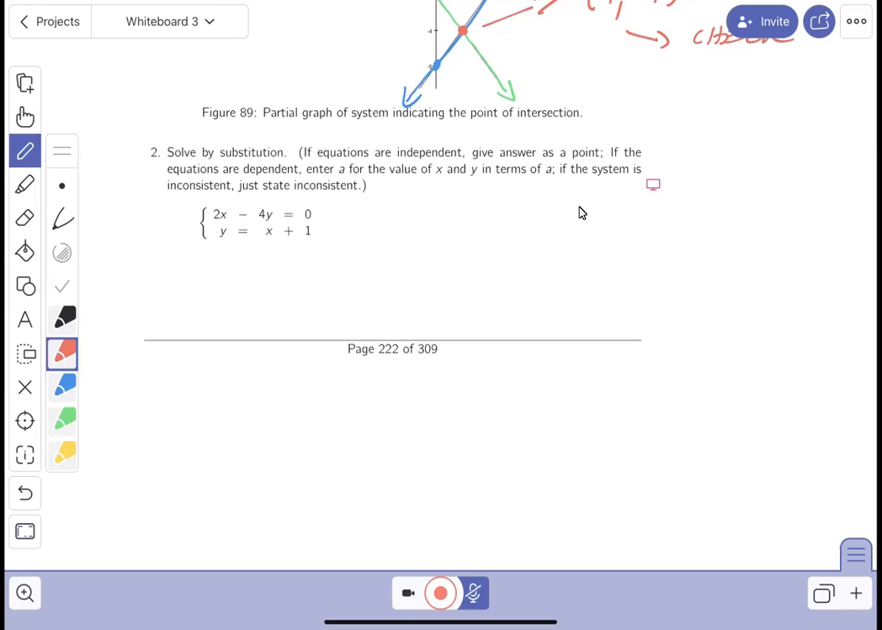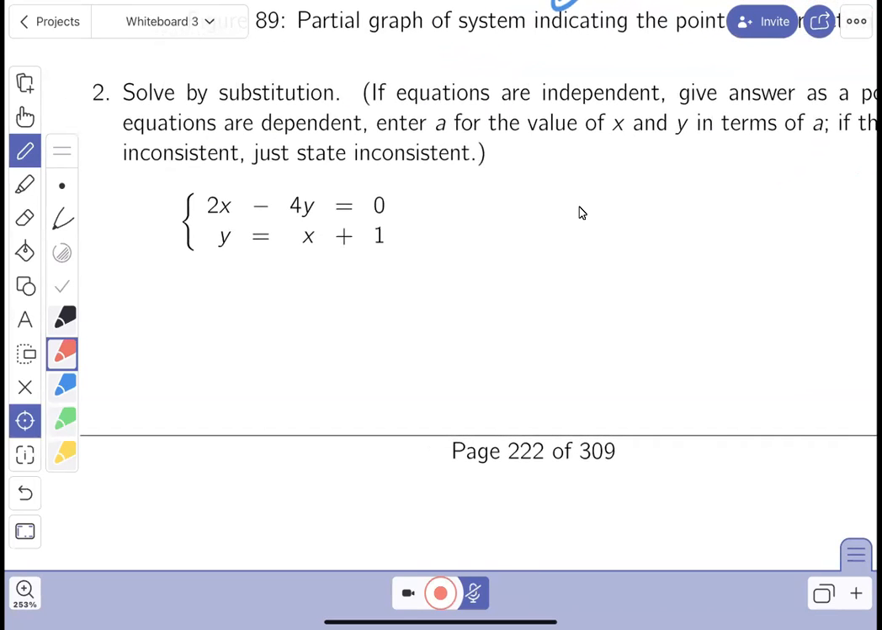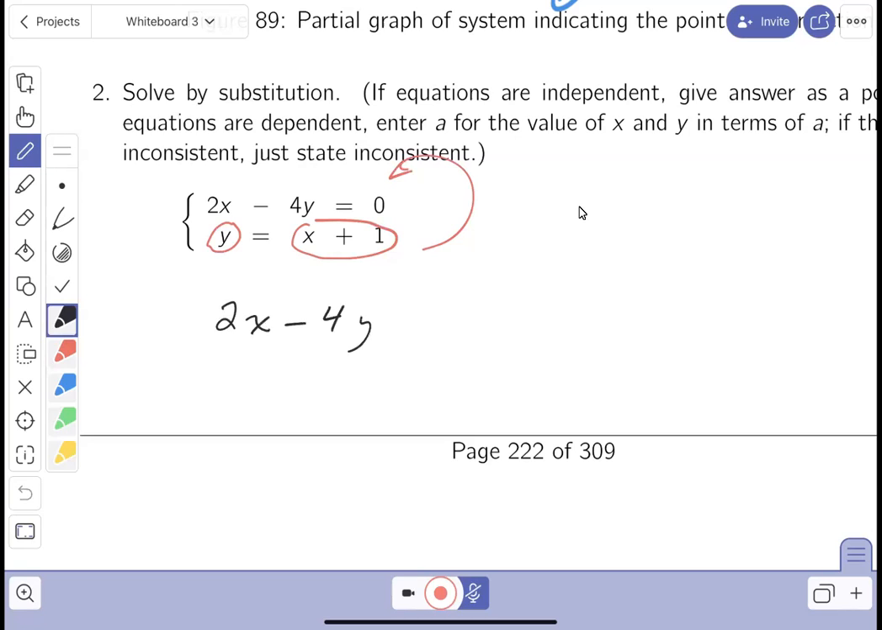And what does that mean? In substitution, what we're going to do is look at these equations over here and try to solve one of them for either x or y. Well, the second equation over here is already solved for y. What are we going to do over here? We're going to take this y, which is also this thing over here, and plug it into the other equation. Now, granted, if you plugged in y again, that wouldn't be good.